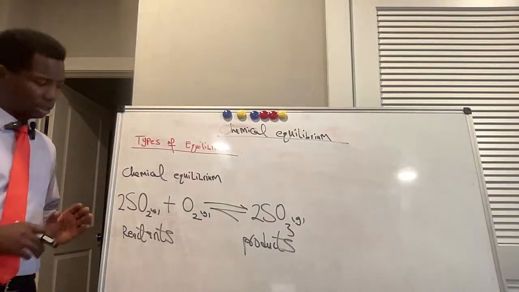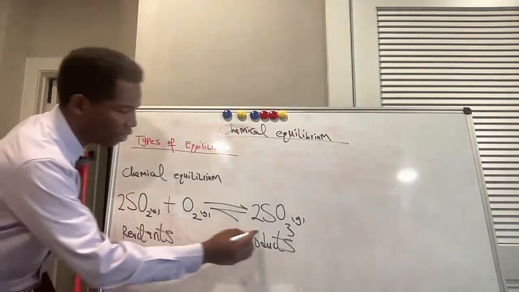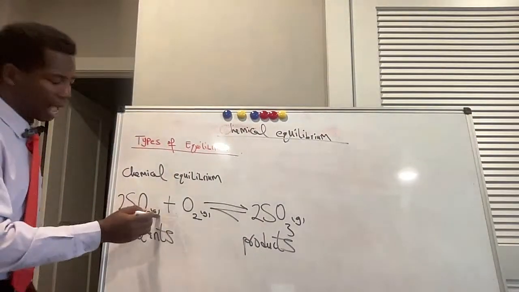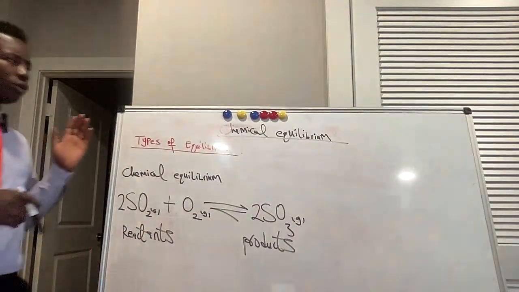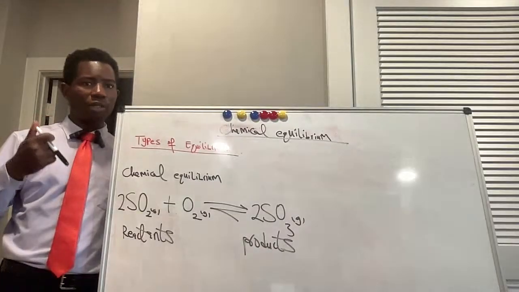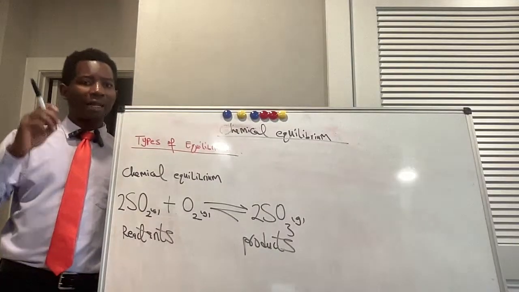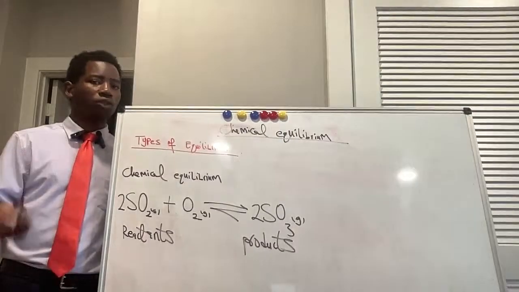But before we proceed, let's look at our reaction very well. All the reactants and products are in one phase, the gaseous phase. Let's take note of that, because one of the conditions for a reaction to be in equilibrium is that at least some of the products should be in the gaseous state.